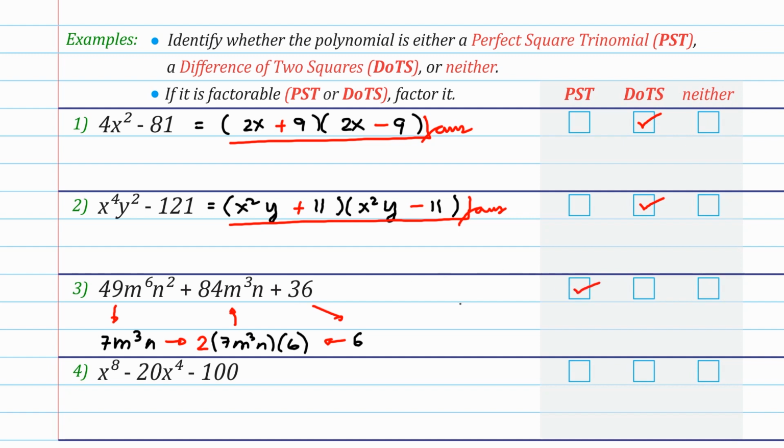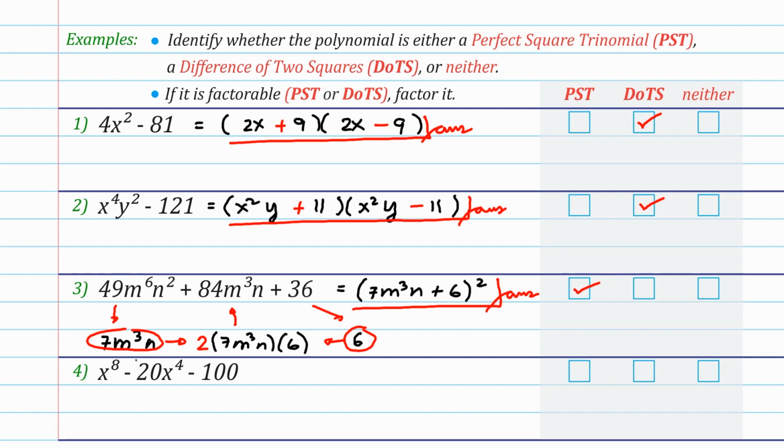Imagine, pag ikaw nag-organize listing o kaya nag-AC method, buti na lang, it's a PST. Ang daling kunin ang factors. Meaning, kopya na lang tayo. We have 7m cubed n and then plus 6. Tapos, square mo lang. Yan na yung sagot. So that's the benefit kung perfect square trinomial. Kahit malaki, hopefully if it's a perfect square, kayang-kaya nating i-factor.